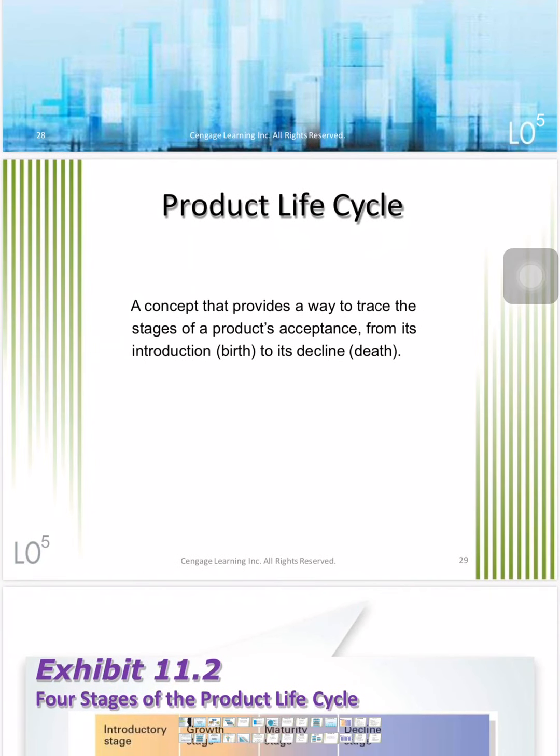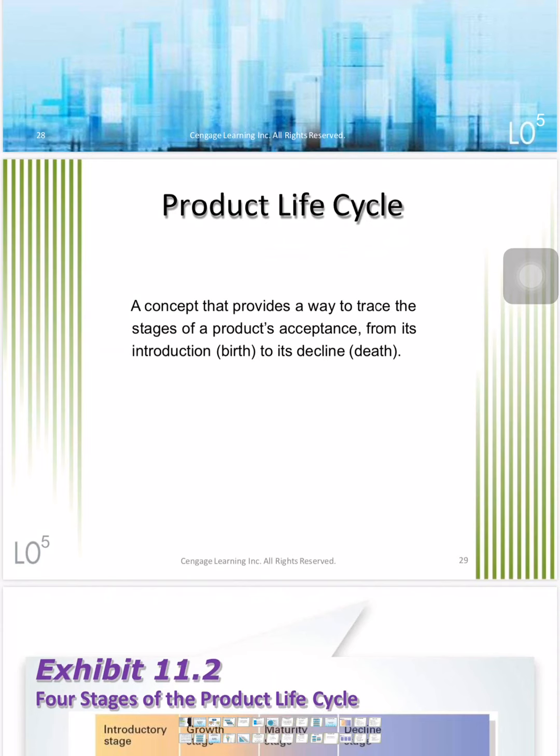The product life cycle is a concept that provides a way to trace the stages of product acceptance from its introduction, which is from the birth, to its decline, which is until death. It means from when the product is newly introduced to the market until the product is matured in the market. That's what we call the product life cycle.